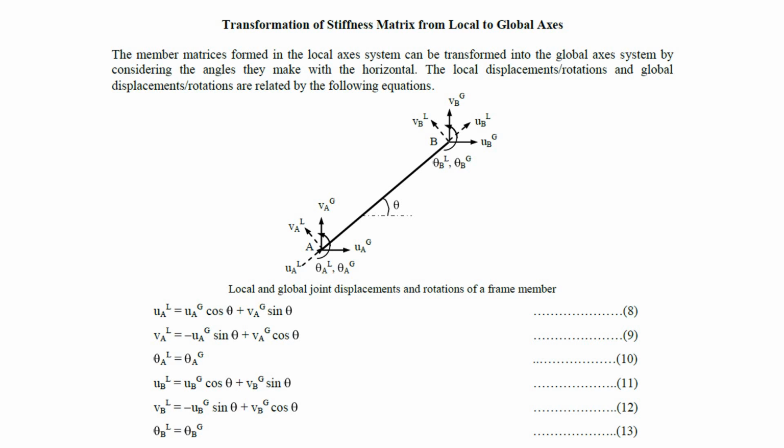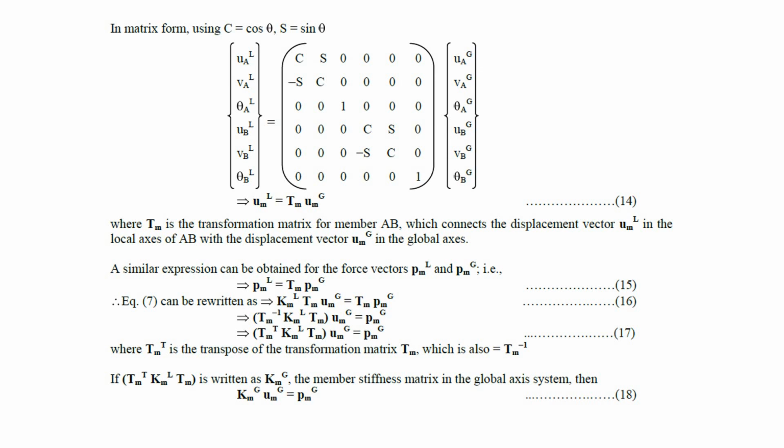Okay, so the transformation of the stiffness matrix from local to global axis, the procedure is similar to the one that we have seen for trusses. So I'm not going to go over that, and since this is a very painstaking formation, what you can do is just take a look through it and see how it's done. It's actually quite similar to what we did with the truss to transform the local axis into a global axis.